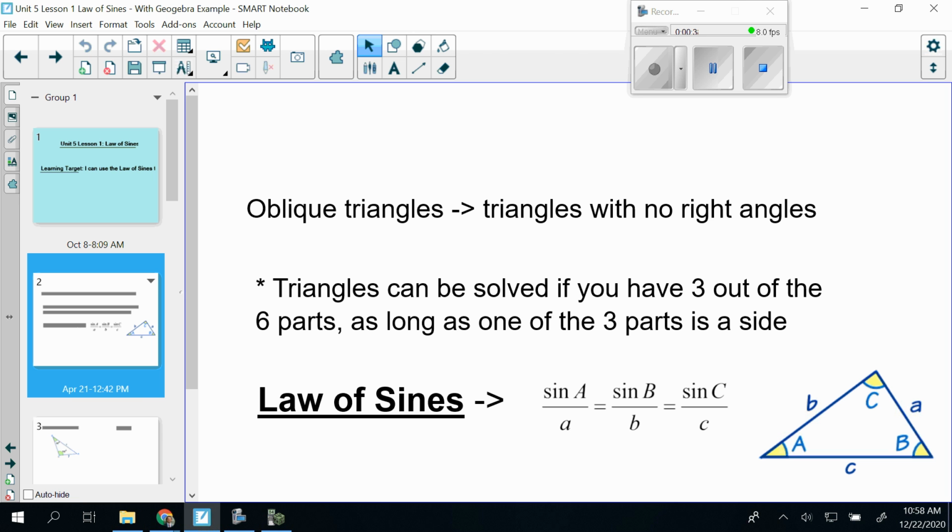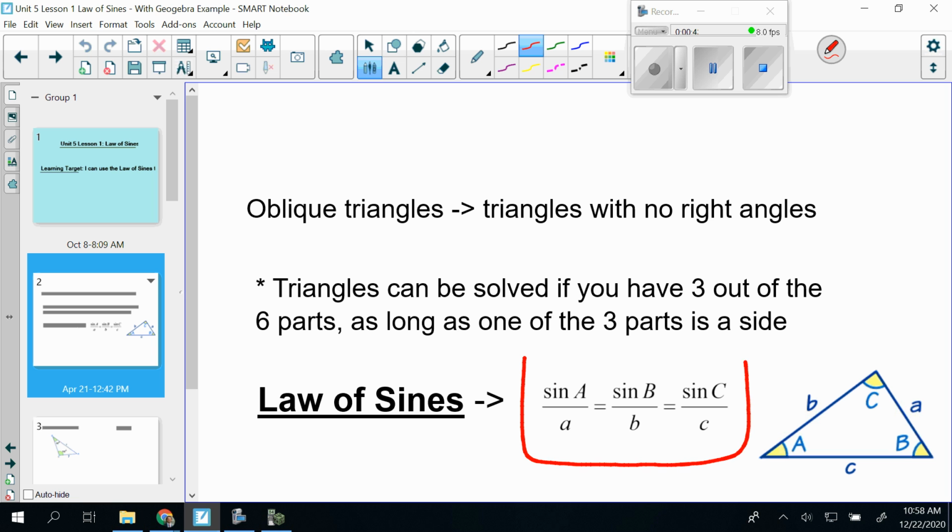And here's what law of sines looks like. It's right here. We're going to be taking the sine of an angle over the side opposite. So when we talk about sine of angle capital A, that's the angle, and then little a would be the side opposite that one. Same with big B and little b, big C and little c.